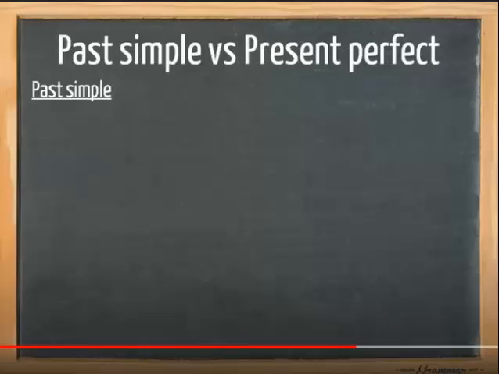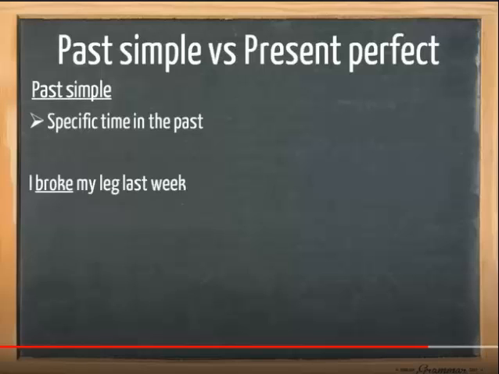So in the past simple, we could say that in some way we're talking about a specific time in the past, something that occurred in the past and has no longer any continuation with the present. I broke my leg last week. That specific period, that specific time. Another example.